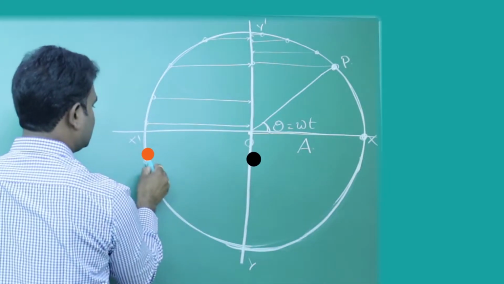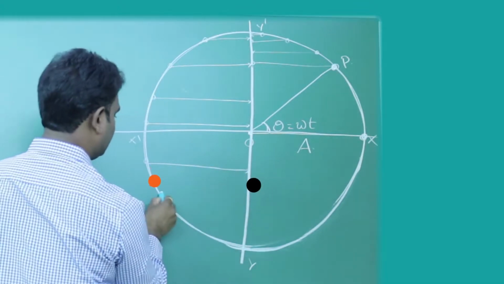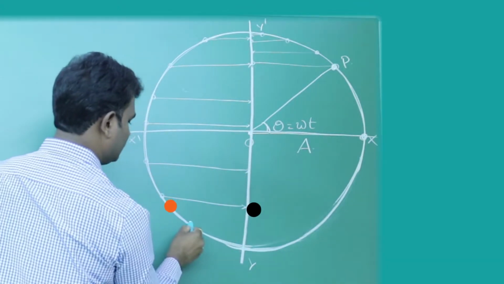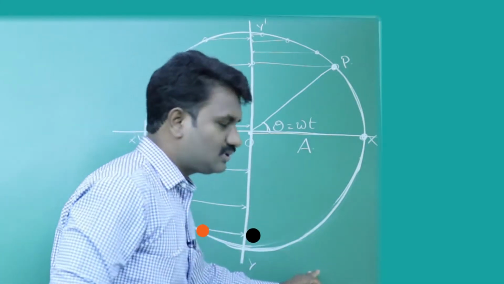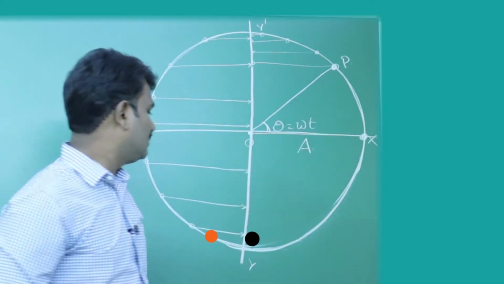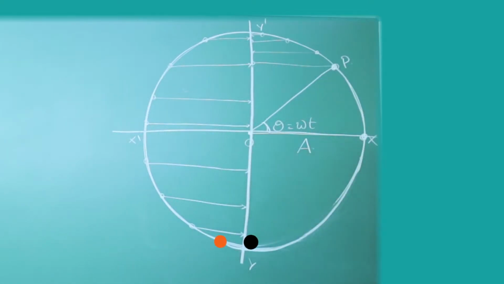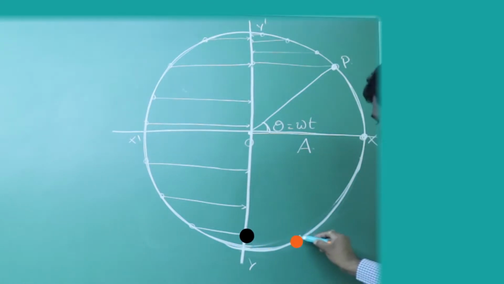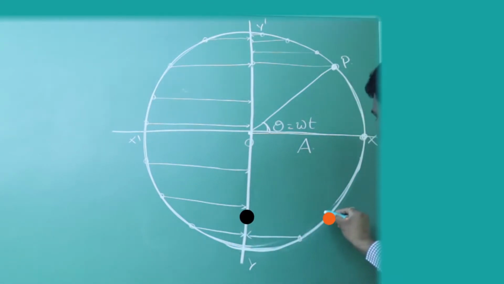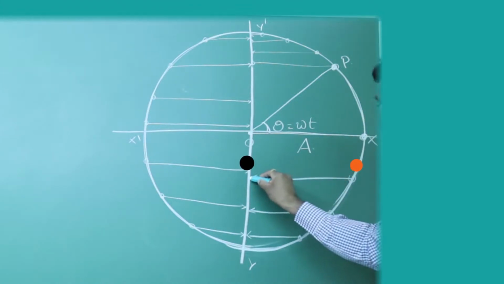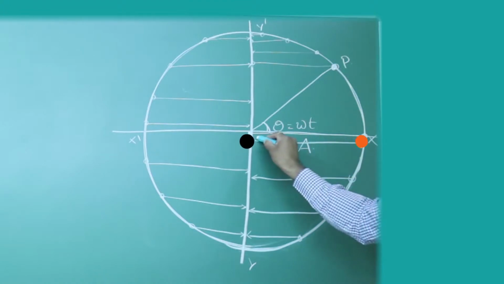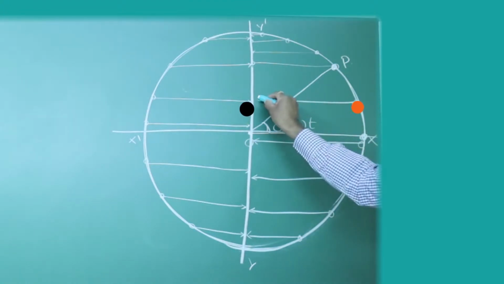When the object is here, the projection is here. Now, when the object moves towards the right, keep the torch towards the right and observe the projection. When the object is here, its projection falls here. When the object is here, the projection falls here. Like this.